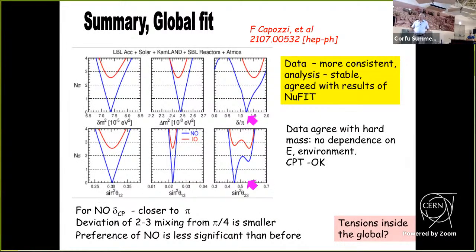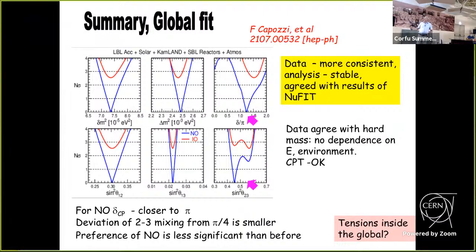So this is the summary of the analysis of all experimental data. This is a recent paper. And a few things to mark. One is that normal ordering is preferable at about 2.5 sigma. Red is inverted and this is normal. Now, we have the CP phase, which is now closer to pi, and the deviation of the 2-3 mixing from pi over 4 is smaller. So all these things will have some impact on future studies.